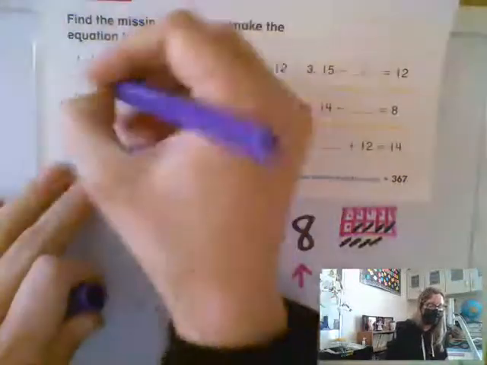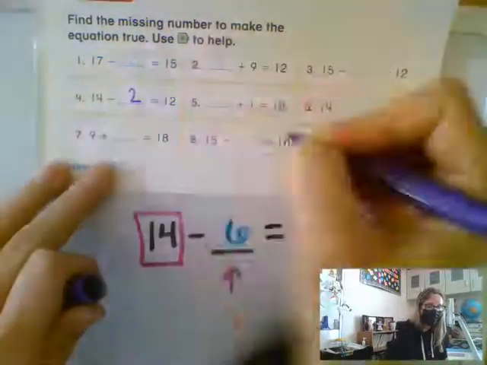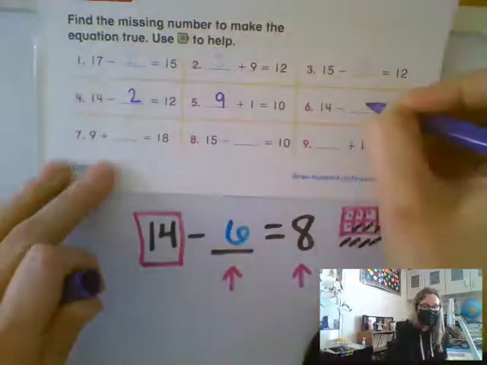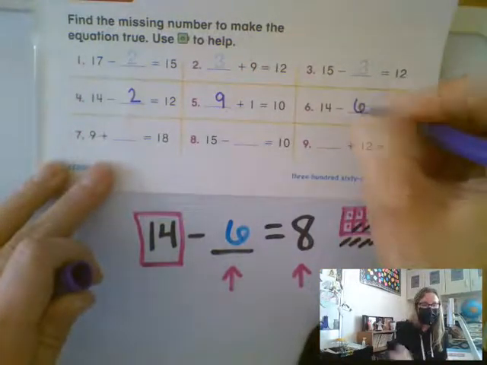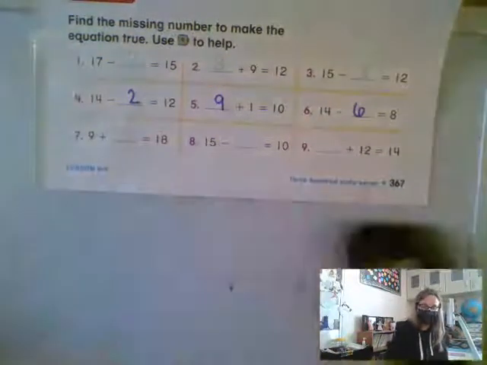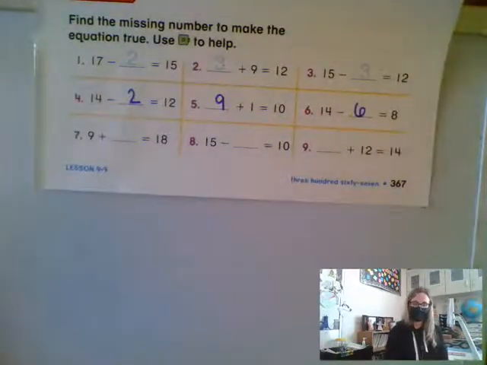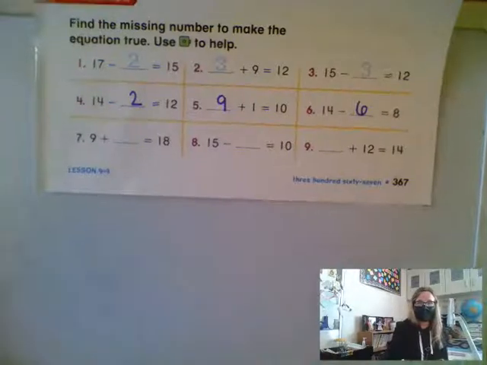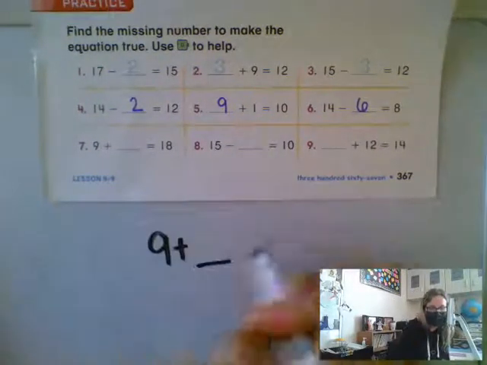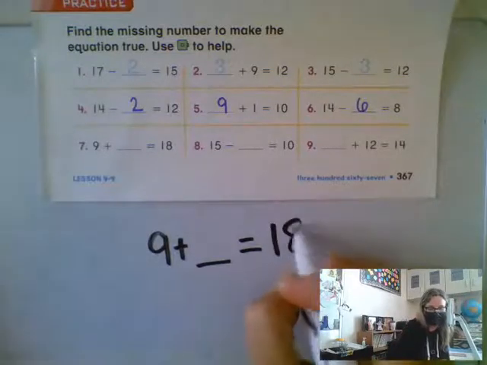So for number 4, you should put a 2. For number 5, you should have a 9. And for number 6, you should have a 6. All right, Isaac, would you read number 7 to us, please? 9 plus blank equals 18.